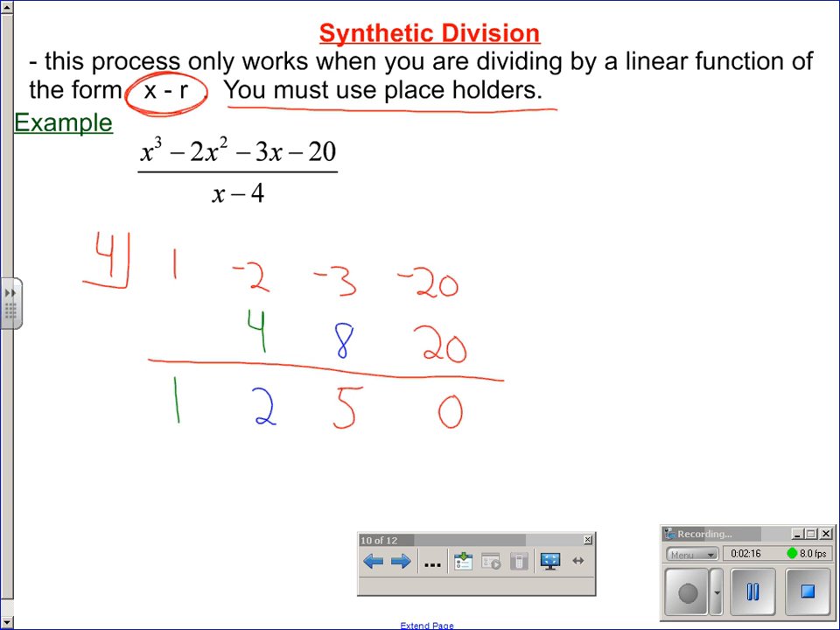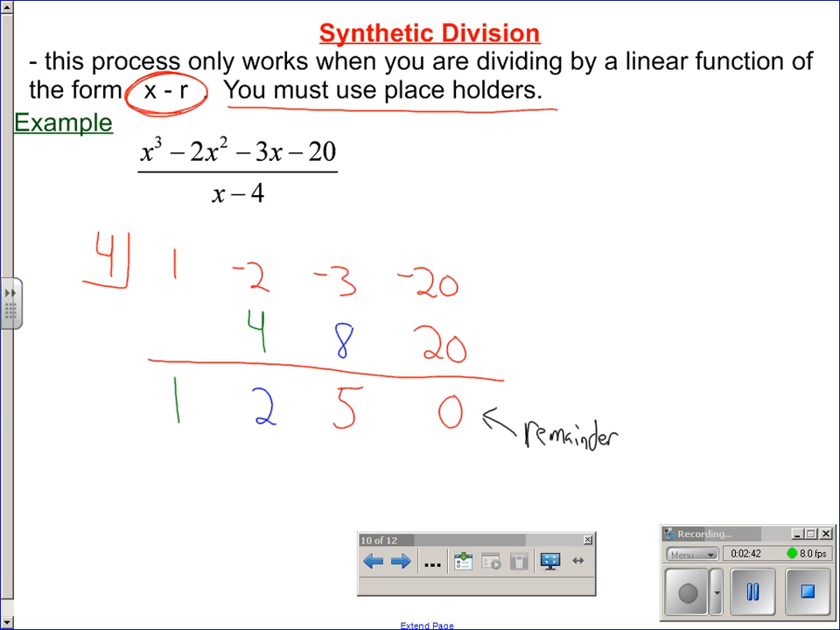So for this synthetic division process, it is essentially done. We just got to add a couple of things to this to finish it up, to make it look better. This last number in the synthetic division process is always the remainder. Okay, that's the last number that you got there. That's the remainder. So with a remainder of 0, that means what we divided by was a factor.